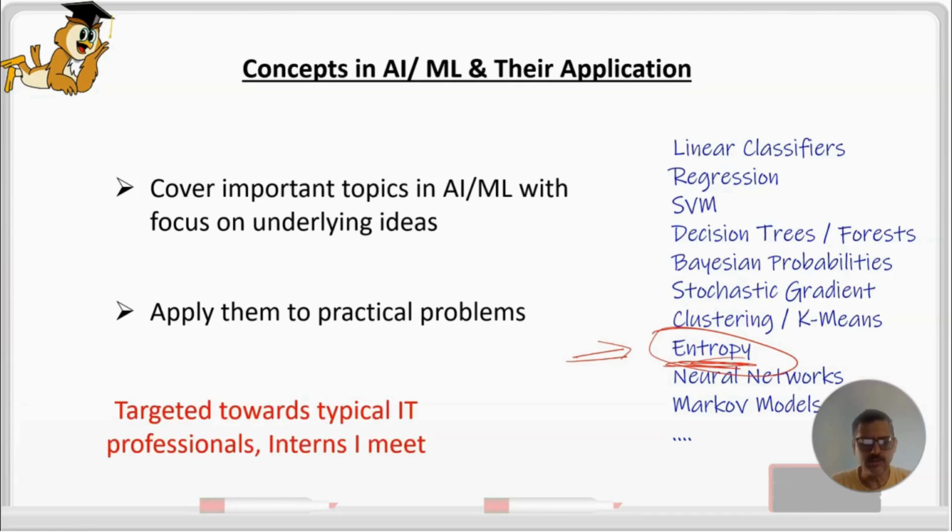The target audience is the typical IT professionals and interns that I meet. Now, I speak to a lot of interns and IT professionals. Either I am interviewing them or I am working with them. And what I realize is that although they are pretty good at putting together solutions for public data sets, they could definitely benefit from a better understanding of the underlying ideas. So that is my target audience for this series.